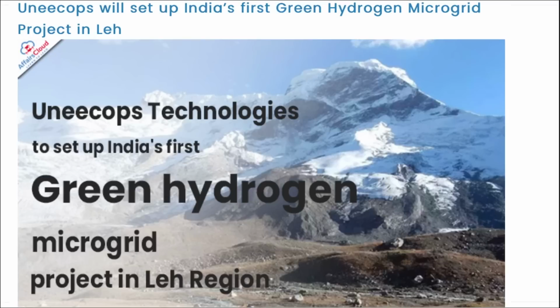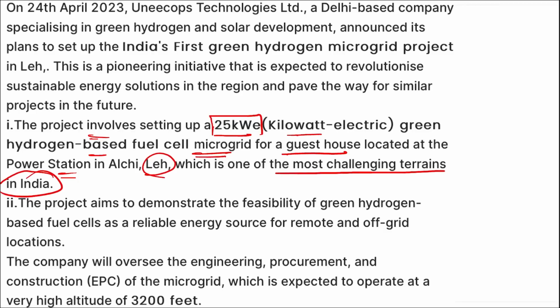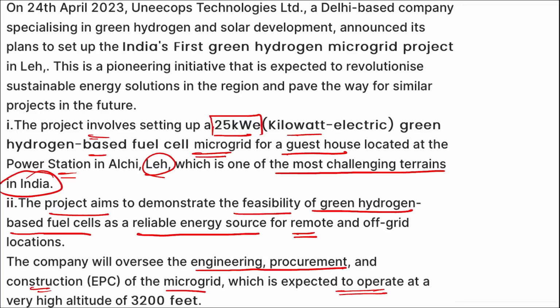This project involves setting up a 25 kilowatt green hydrogen based fuel cell microgrid for a guest house located at a power station in Leh, which is one of the most challenging terrains in India. This project aims to demonstrate the feasibility of green hydrogen based fuel cells as a reliable energy source for remote and off grid locations. The company will oversee engineering, procurement, and construction of the microgrid, which is expected to operate at a very high altitude of 3200 feet.